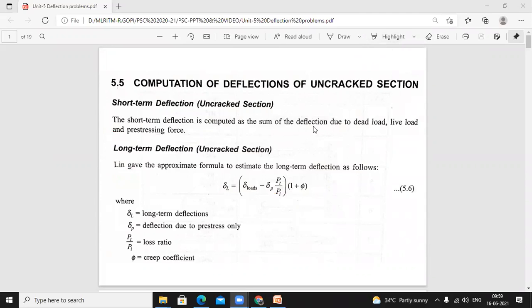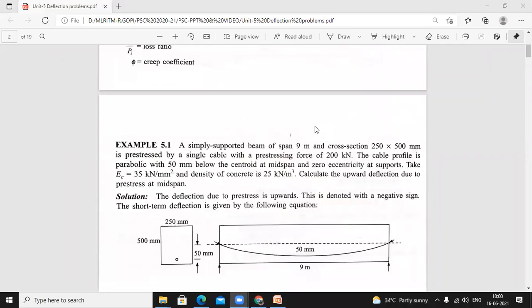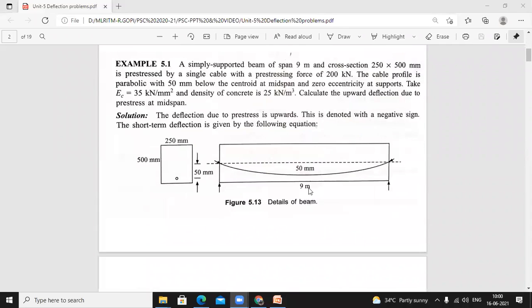For deflection due to dead load, live load and prestressing force, we already saw in the last class. Okay, students, in this deflection topic, Unit 5, these two formulas are very important: the short-term deflection formula and the long-term deflection formula. Once you know these formulas, we can do any problem in the deflection part. Now let us see the first and simple problem.